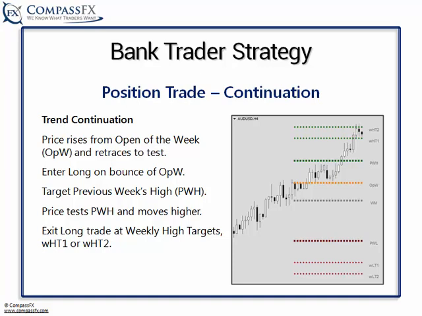In this example of a trend continuation position trade, we see that the previous week had an uptrend, and at the open of the week, price continues to rise higher. You can enter a long on the bounce of the open of the week when the market tested the open of the week, and then target the previous week's high. When price tests the previous week's high and moves higher, then look to exit the trade at the weekly high targets 1 or 2.